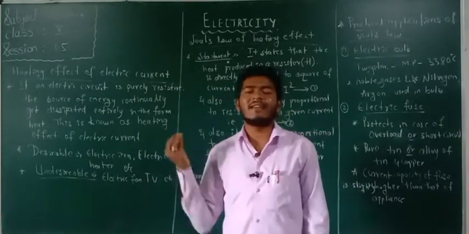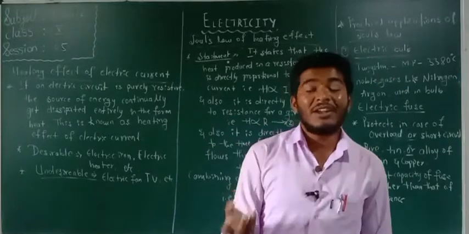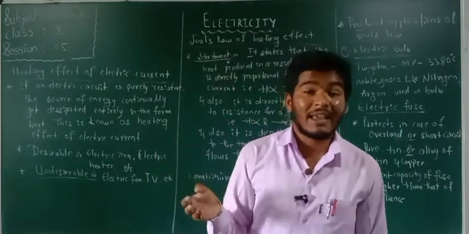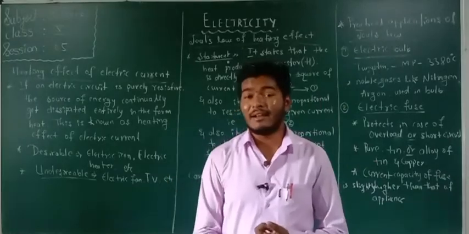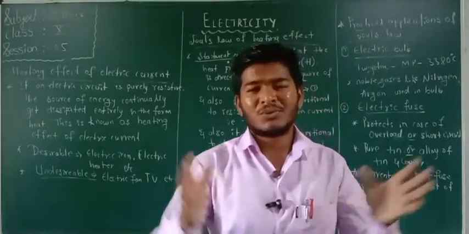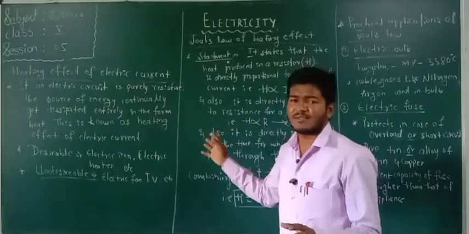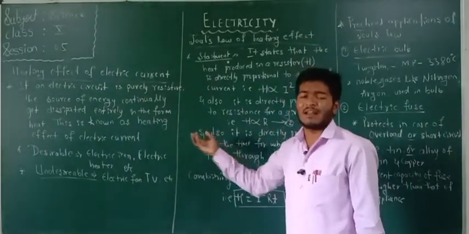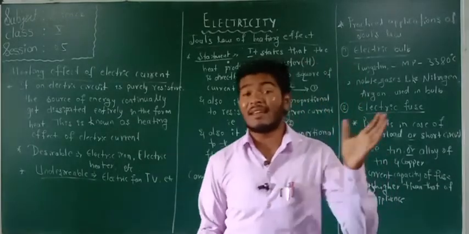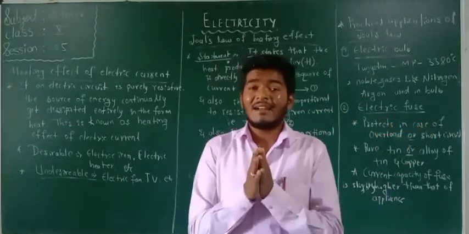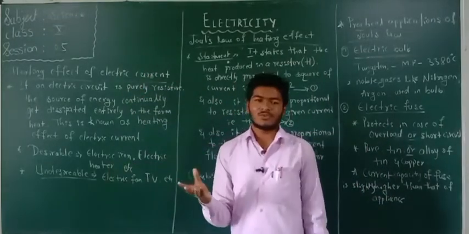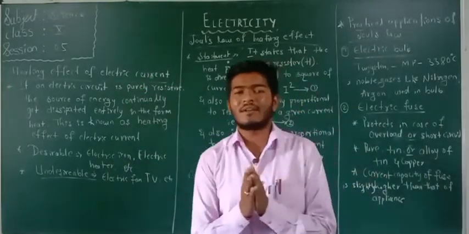This heating effect is desirable and useful in some home appliances like the electric iron, electric heater, and electric oven. These are some of the electric appliances we use in our home. In devices like the electric heater and water heater, this heating effect is desirable. It is useful, and there are no harmful effects due to that heating in these electric devices.